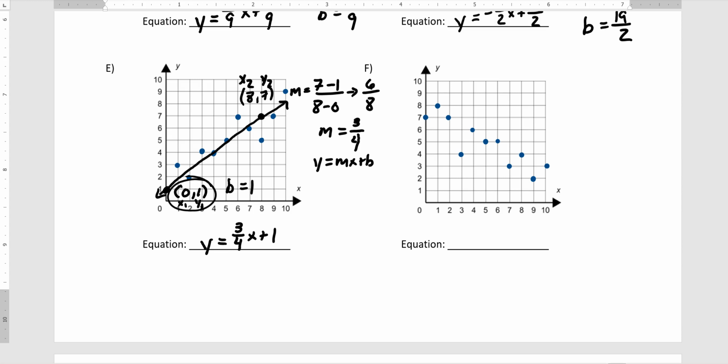Now, again, if you got a different one, that's fine. If you're not sure if it's right, feel free to raise your hand, and I'll check to make sure that how you got your equations is accurate. We're looking for a slope close to 3/4 and a y-intercept close to 1.